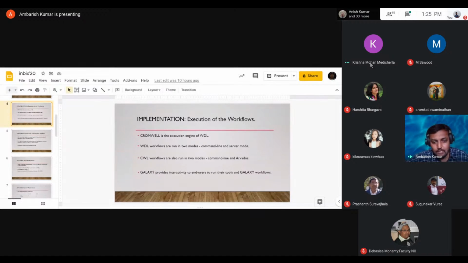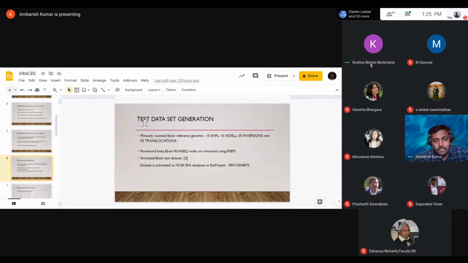And for Galaxy, the only way to execute the workflows is using the user interactive interface, that is the GUI of the Galaxy. And for the performance benchmarking of each tool of the genomic variant detection, we have generated a manually mutated Ebola reference genome containing 10 SNPs, 10 indels, 5 inversions, and 5 translocations. Paired-end FastQ Ebola RNA-seq reads are simulated using RSEM, and this dataset is submitted to the NCBI SRA database as a bioproject.